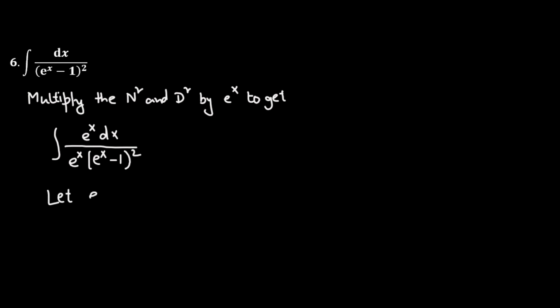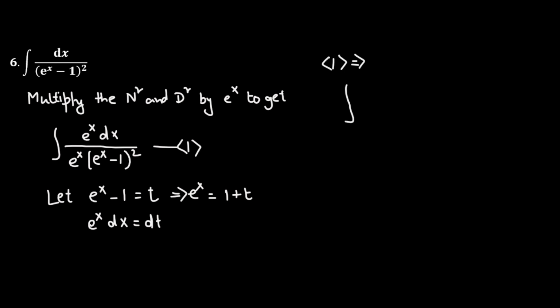Now we're going to do the method of substitution and substitute e raised to the power of x minus 1 with t, and differentiating both sides with respect to x gives us e raised to the power of x dx is equal to dt. So e raised to the power of x minus 1 is equal to t can be rewritten as e raised to the power of x is equal to 1 plus t, such that our integral now becomes the integration of dt. So we replace e raised to the power of x dx with dt, divided by e raised to the power of x, which gets replaced with 1 plus t, times t squared. So let this be equation number 2.